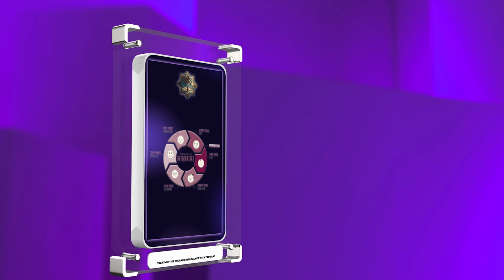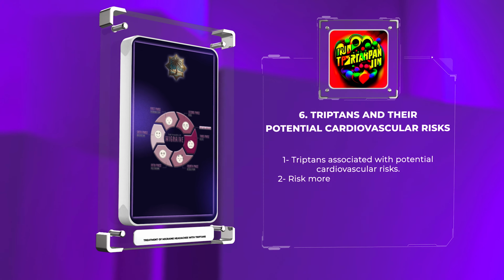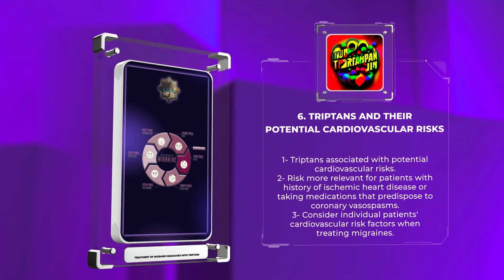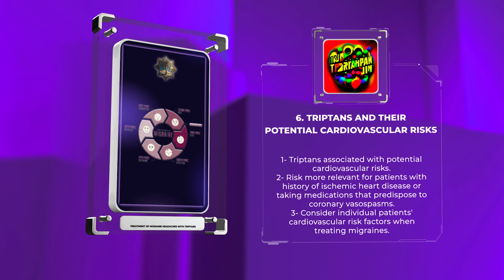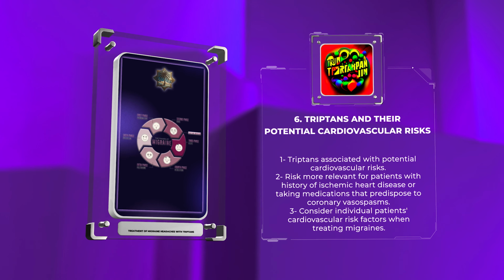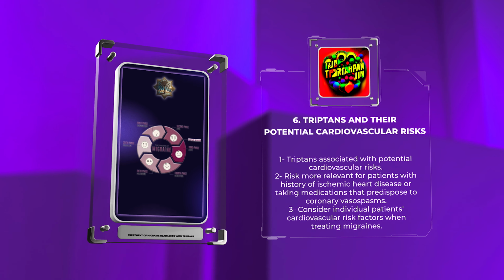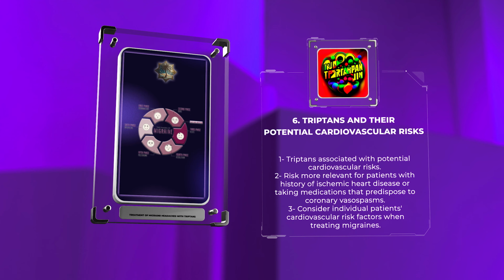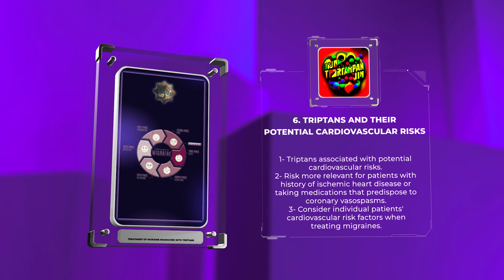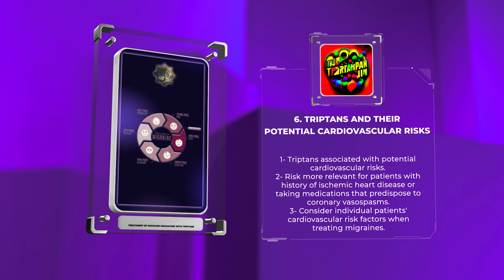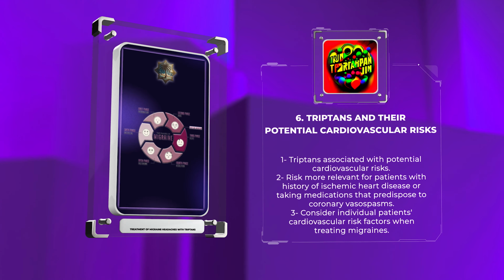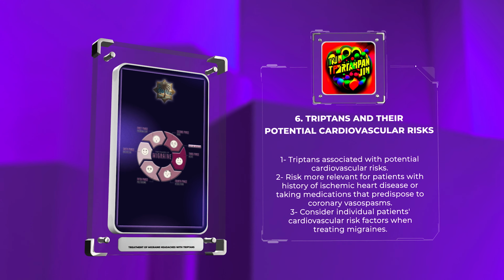Due to their vasoconstrictive properties, triptans have been associated with potential cardiovascular risks. This risk is especially relevant to patients with a history of ischemic heart disease or those taking medications that can predispose to coronary vasospasms. It is crucial to consider individual patients' cardiovascular risk factors and select triptans with a lower risk profile when treating migraines.